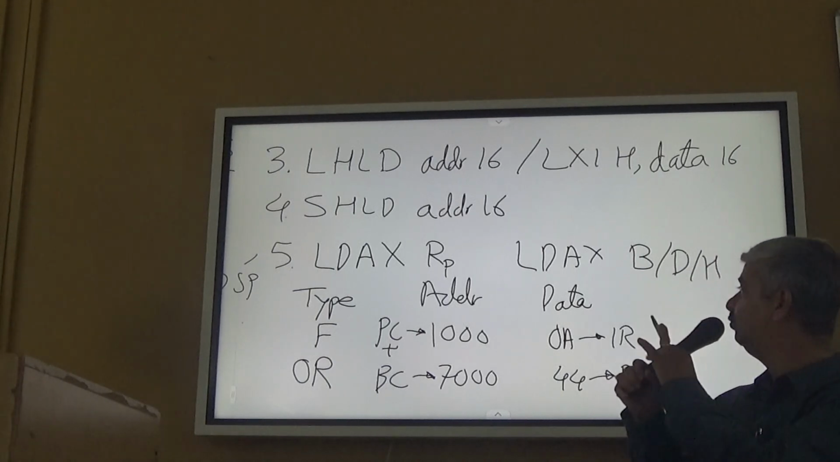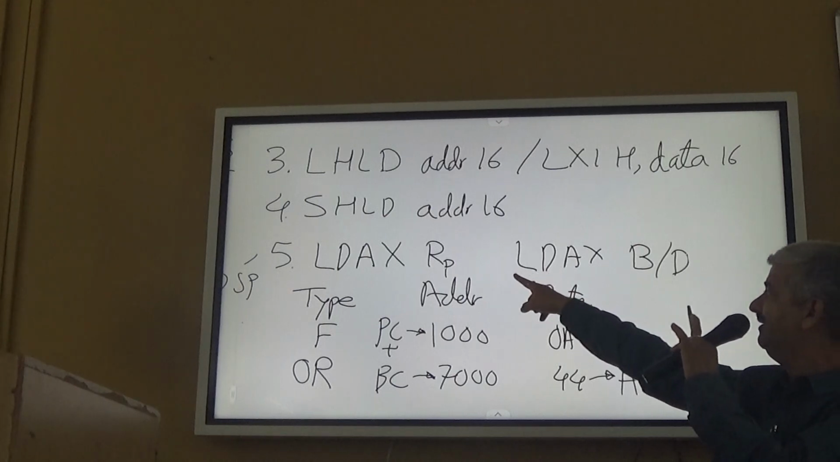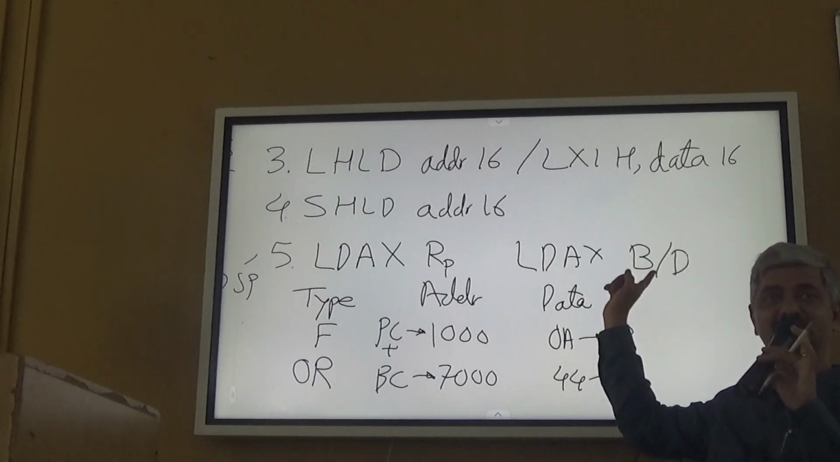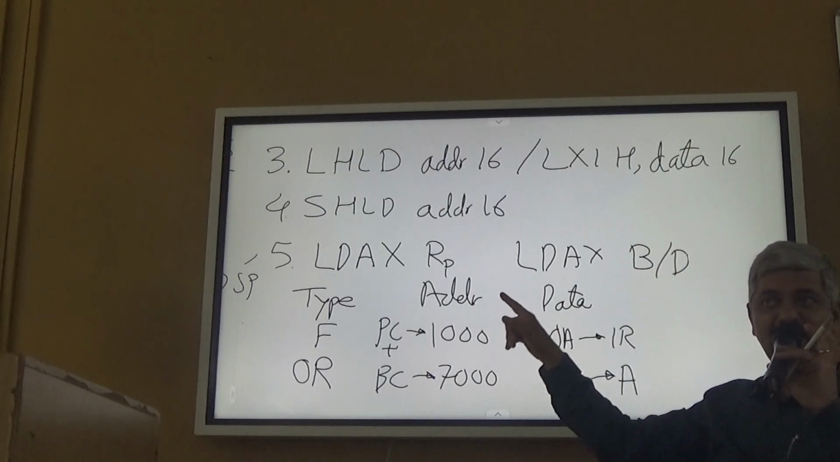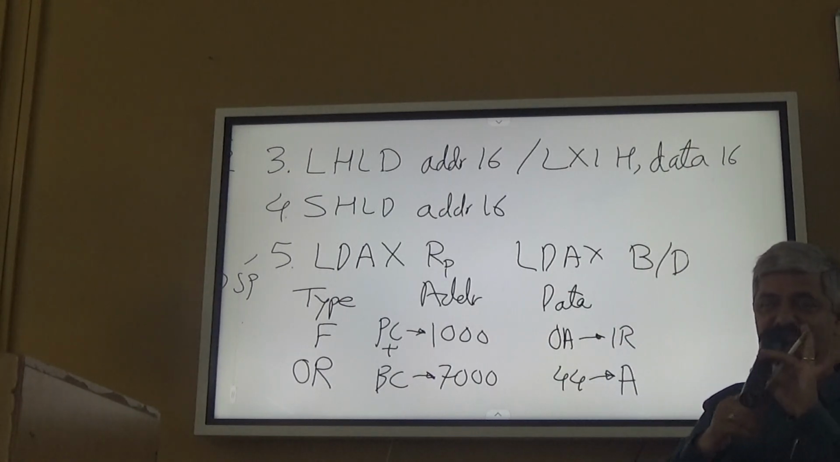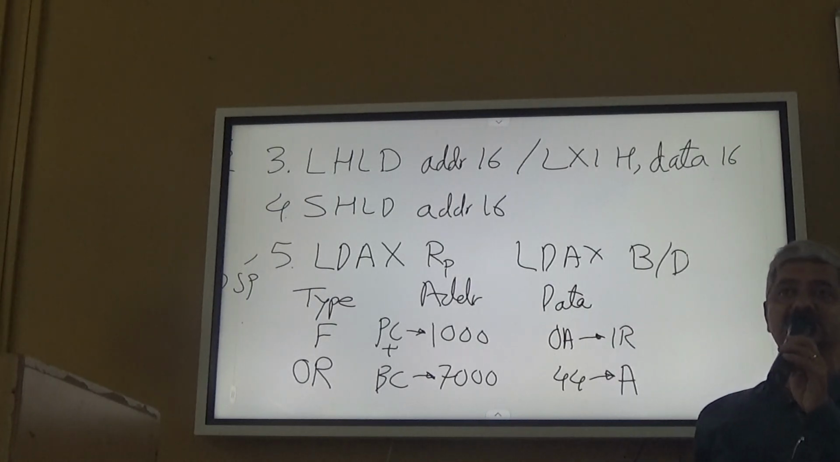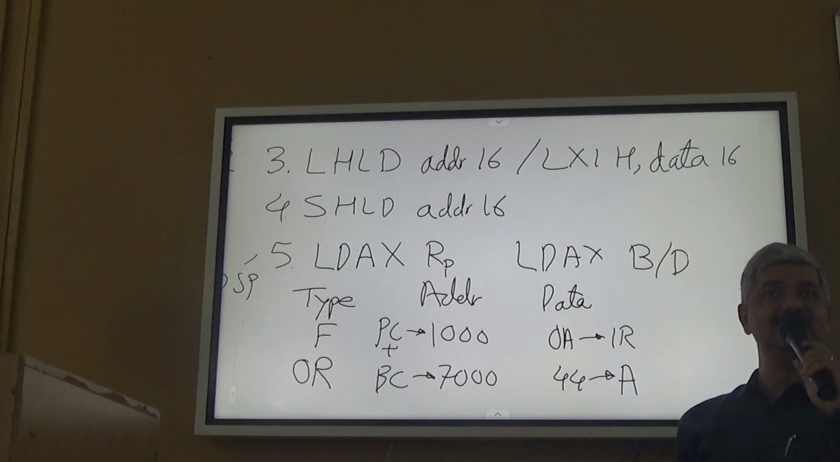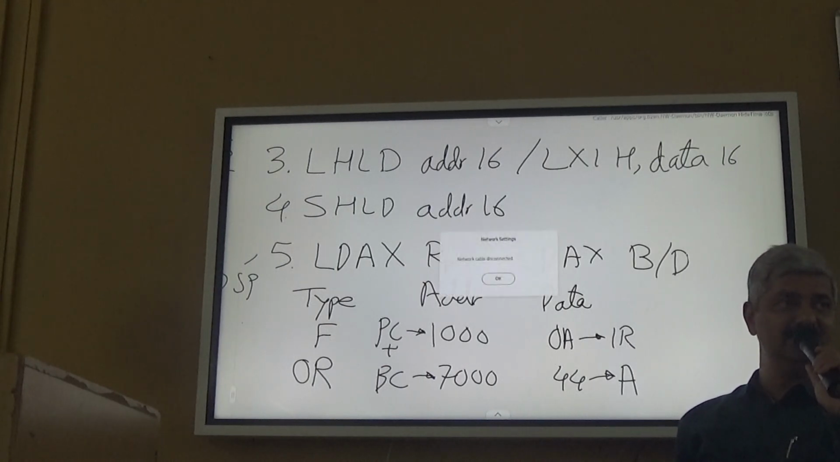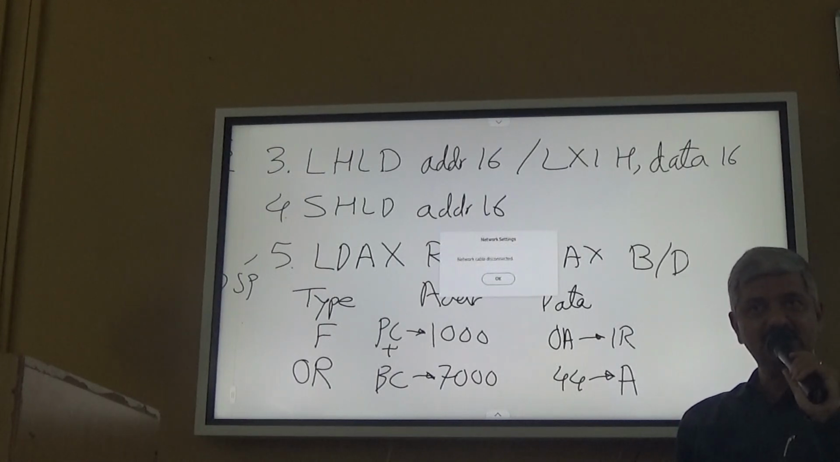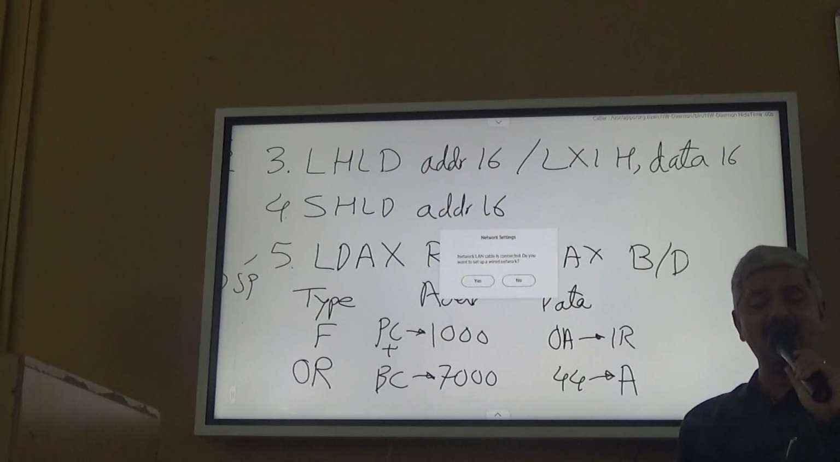So there are only two instructions. This RP is used either B or D, no other. LDAX B and LDAX D, and similarly, what would be the counterparts of LDAX? STAX B and STAX D. So STAX B is store accumulator in the memory for which the BC register pair gives the address or acts as an address.